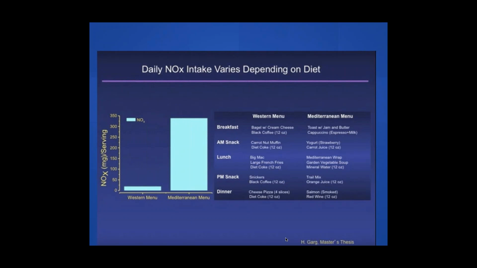I just don't know. But the Mediterranean menu: toast with jam and butter, a cappuccino, a yogurt, and a carrot juice for an AM snack, a Mediterranean wrap and garden vegetable soup and mineral water, trail mix, orange juice, salmon, and red wine. Much higher in nitric oxide with these minor changes. So I thought that was kind of fascinating.